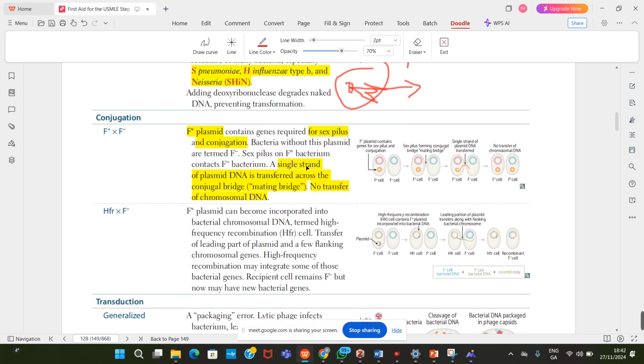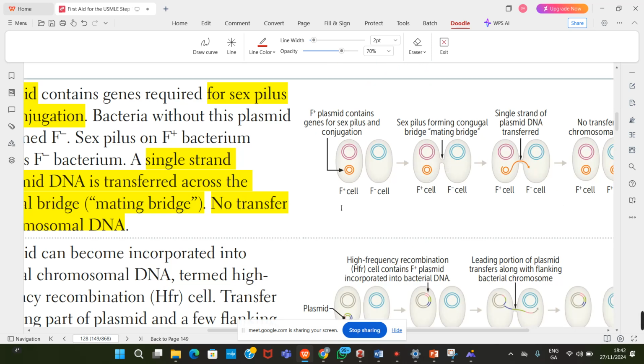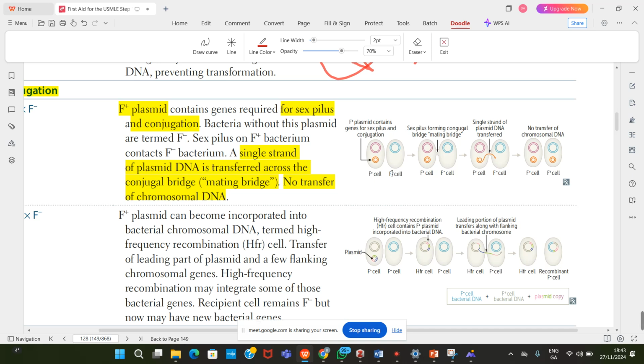Then it now becomes a little bit confusing when we start talking about conjugation. The first thing that we have to understand with respect to conjugation is that in conjugation, you are using a sex pilus, more like a bridge. So the pilus is more like an appendage that forms a bridge, just like we have here, between two bacterial cells. Now, most of the time, for a bacteria to be able to form a pilus, they must have a plasmid, because the plasmid encodes the gene for formation of the pilus.